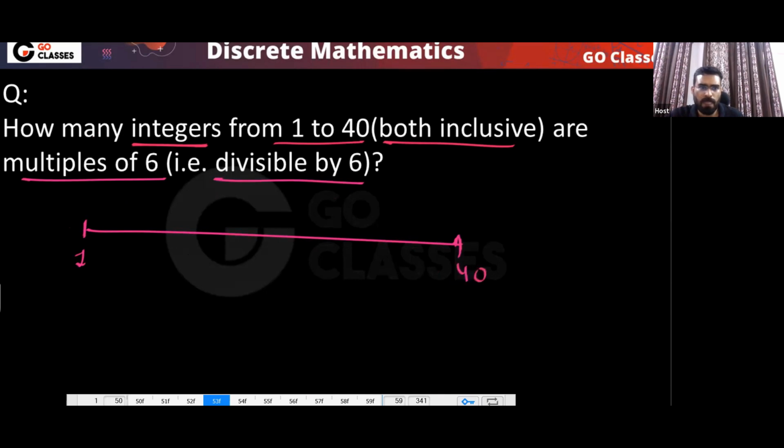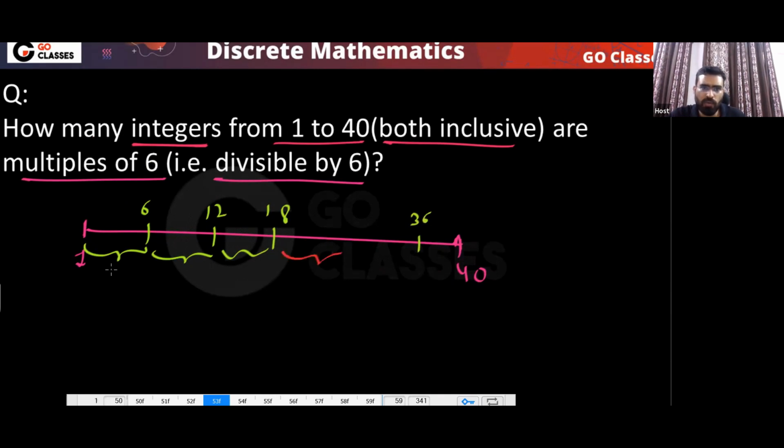Then what will you do? You want multiples of 6. So you can notice, you will go in steps of 6. The first multiple you will get here, the second multiple you will get here, the third multiple you will get here. Like this, you will keep going on. The last multiple you will get here.